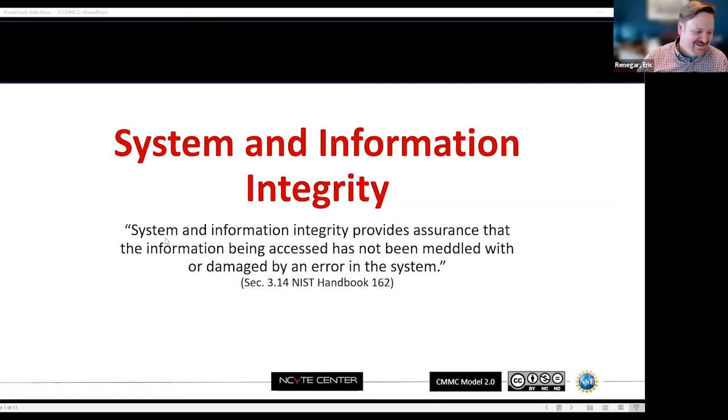So system and information integrity. This is basically assurance that information being accessed has not been meddled with or damaged by an error in the system. So basically, this is part of our CIA triad. This is the integrity piece of that CIA triad.